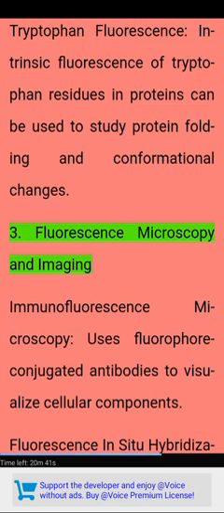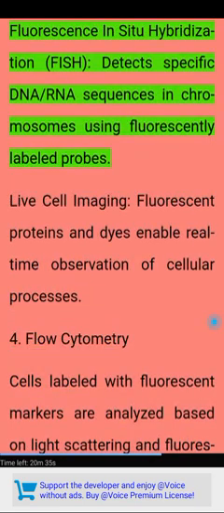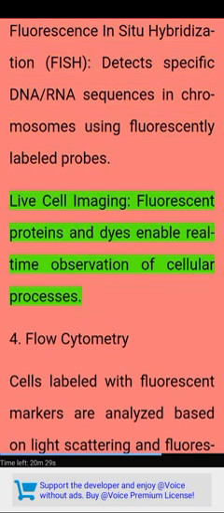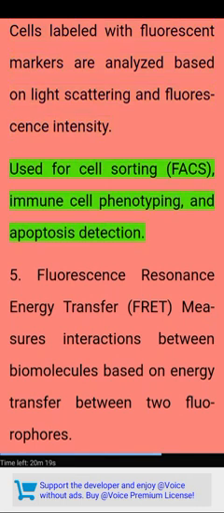3. Fluorescence microscopy and imaging. Immunofluorescence microscopy uses fluorophore-conjugated antibodies to visualize cellular components. Fluorescence in situ hybridization (FISH) detects specific DNA, RNA sequences and chromosomes using fluorescently labeled probes. Live cell imaging: fluorescent proteins and dyes enable real-time observation of cellular processes. 4. Flow cytometry. Cells labeled with fluorescent markers are analyzed based on light scattering and fluorescence intensity. Used for cell sorting (FACS), immune cell phenotyping, and apoptosis detection.